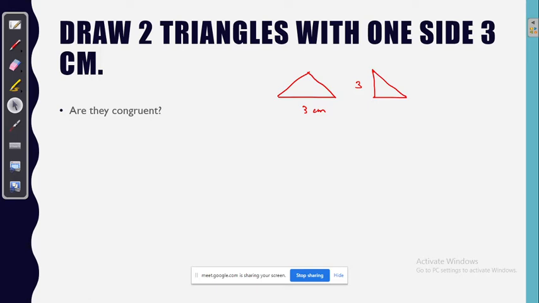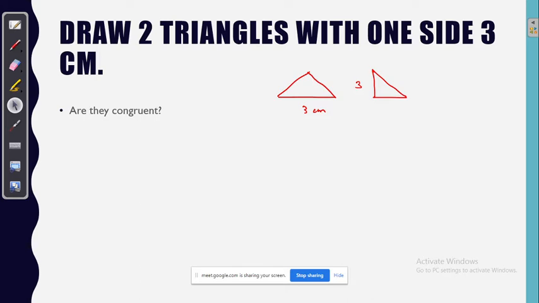Yes, children, what do you think? Are they congruent? Okay, then let's look at this figure itself. What do you think? Are they congruent? No, ma'am. These 2 figures are not congruent. See, by looking itself, we can say that they are not congruent. Because angles are also different, ma'am. Yeah, angles are also different.